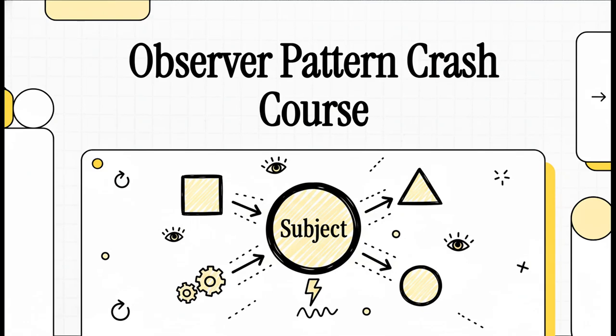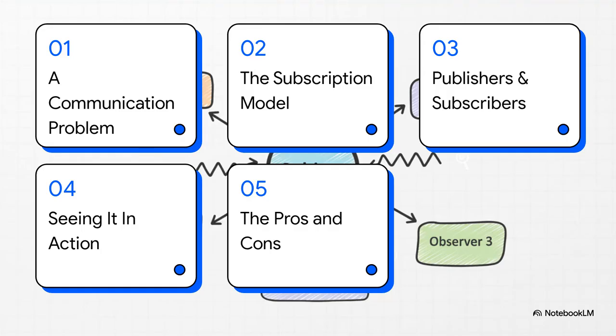Today we're going to break down one of the most important, most fundamental design patterns out there, the observer pattern. Okay, here's how we're going to tackle this. First, we'll look at a really common communication problem. Then, we'll see how a subscription model is the perfect solution. We'll get to know the key players, the publishers and subscribers, see how it all works in code, and then we'll wrap up with the good, the bad, the pros and cons.